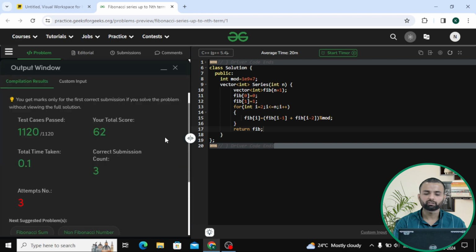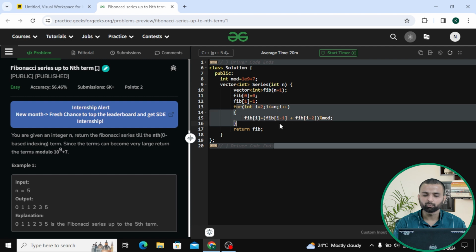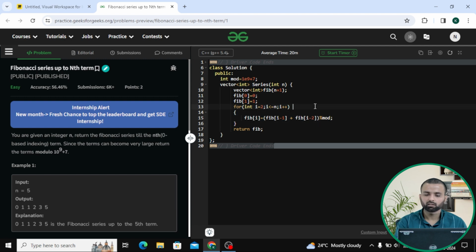So let's talk about its time complexity now. Simply we are traversing the loop, right? So its time complexity is big O of n. And what's the auxiliary space we are using? To store all the numbers, we are using a vector here. So its auxiliary space is again big O of n, right? Hope you understand this question.